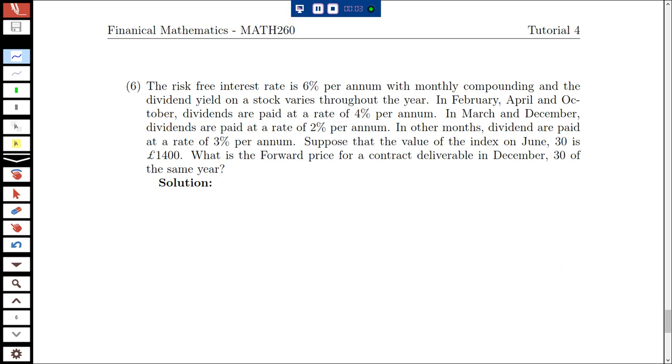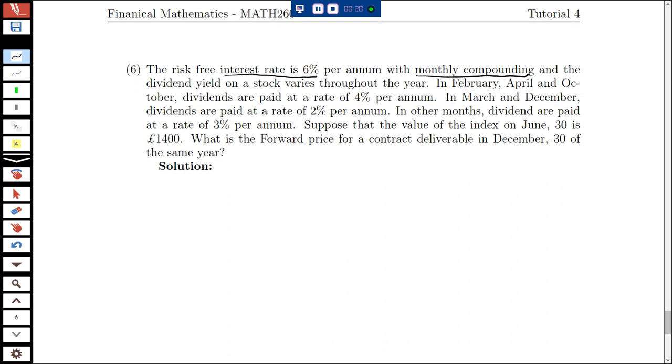Okay, let's take a look at tutorial 4 question 6. Now the risk-free rate is 6% per annum with monthly compounding. And there are some dividend yields through the year. We've got a load of data here, so let's highlight that in yellow.